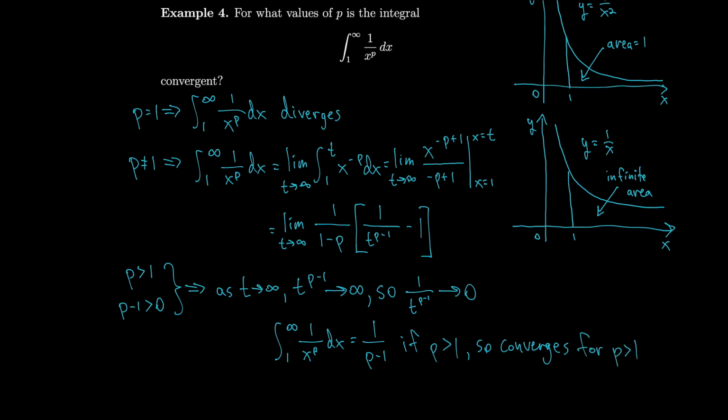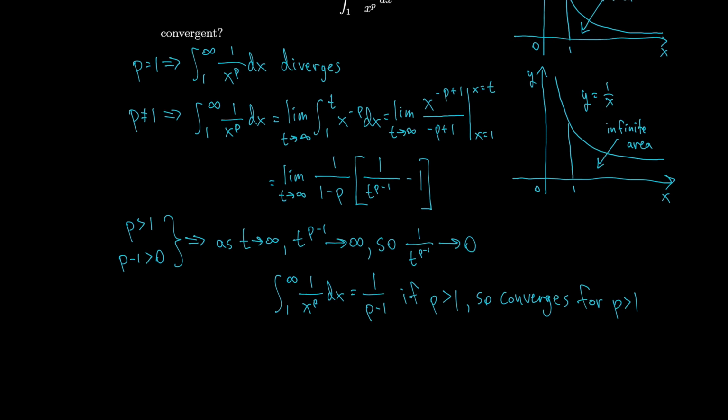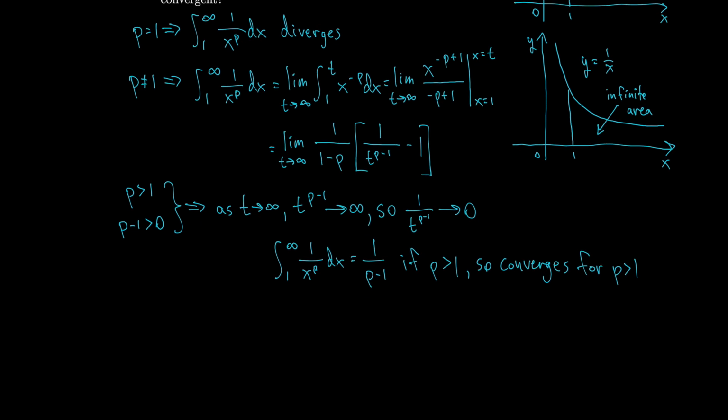You have to be a little bit careful. Notice there is no equal sign over here because, as we said before, it does not converge for p exactly equal to 1. It only converges for numbers p bigger than 1. Let's take a look at the case where p is less than 1.